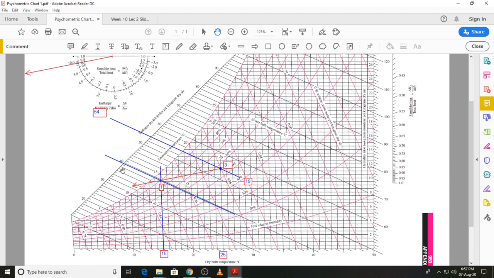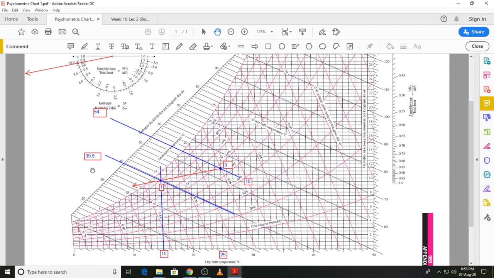And you can see this is close to what I have written as 39.5 kilojoule per kilogram dry air. So these values correspond with those that I had earlier shown you in the solution.